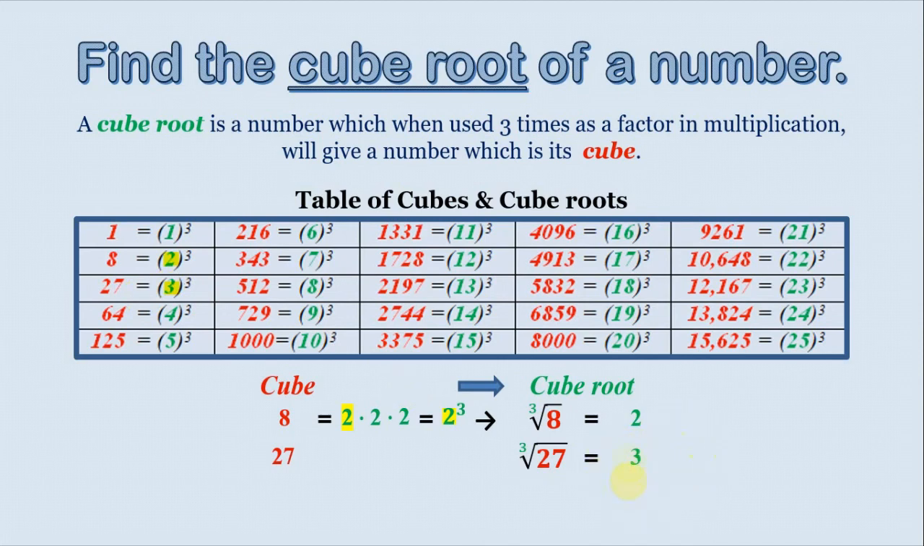Using the number 3 as factor 3 times in multiplication, such as 3 times 3 times 3, gives us the number 27, which is a cube when the cube root is 3. The cube 27 can also be expressed as its cube root 3 raised to the third power.